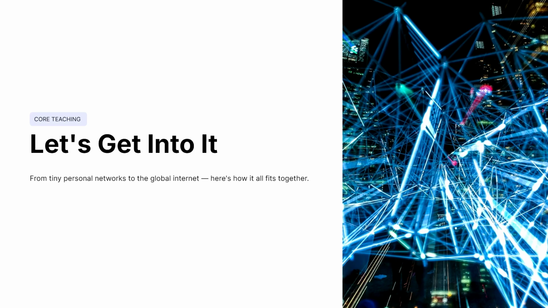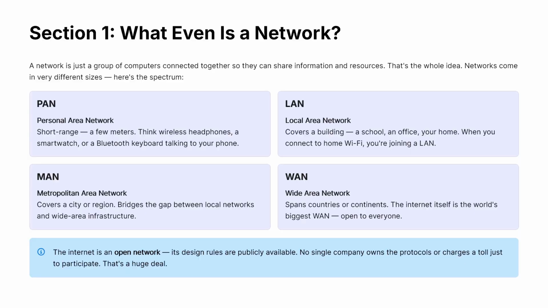By the end of this video, you'll have a real mental model of how the internet works. Not just buzzwords, an actual picture in your head. Let's get into it. A network is just a group of computers connected together so they can share information and resources. That's it. That's the whole idea.